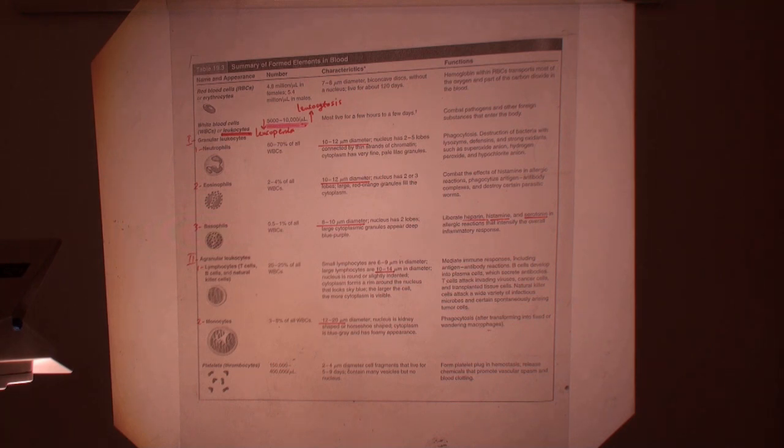As we said, there is no difference in count between males and females, but even in the same person, the count changes from time to time. For example, in general, the count is high in the evening, low in the morning. The count increases after exercise and also after meals, and also the count increases in pregnancy.